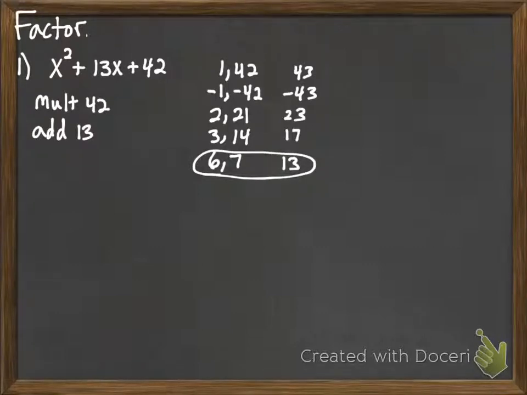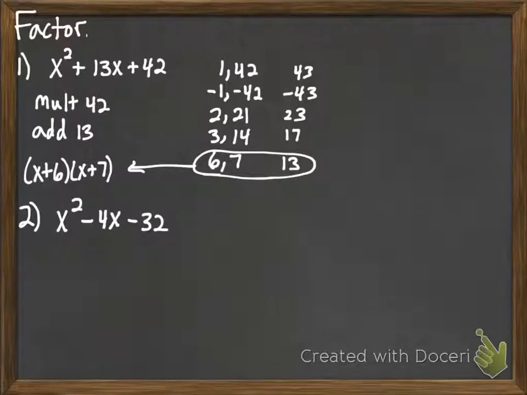Again, using this process, once we find those two numbers, we can actually just write out our factors. So we can write this as x plus 6 and x plus 7. We can do it really quickly. Okay, so let's move on to our second example.